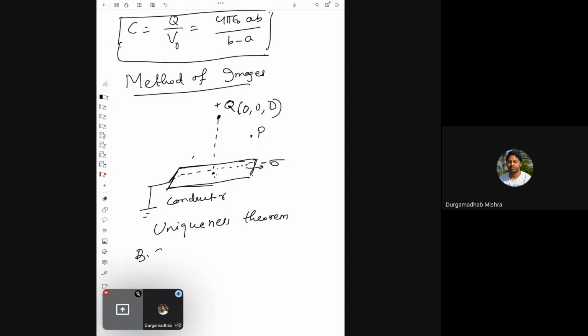what are the boundary conditions? Let's look at the boundary conditions. Let's say we define this as our x, y, z axis. I define something like that. Let's say this we call the z plane where the conductor is. This represents z equal to 0, the conductor. Because the conductor is grounded, one boundary condition is clear: at z equal to 0, V should be equal to 0.